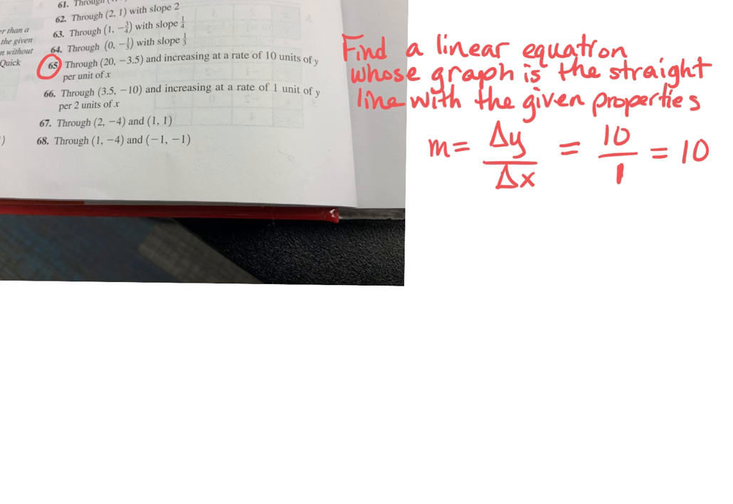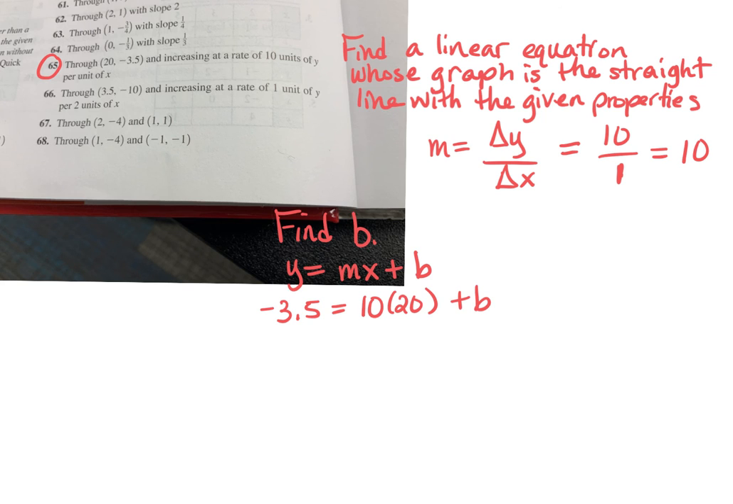Now, what do we do? Well, we really only need to find our b. Right. We can plug in what we have into y equals mx plus b. Good. So we need to find b. So you said we can plug in what we have into y equals mx plus b to find it. Good. So tell me what we do. So we have negative 3.5 is equal to our slope, which is 10 times 20 plus b, which means what?